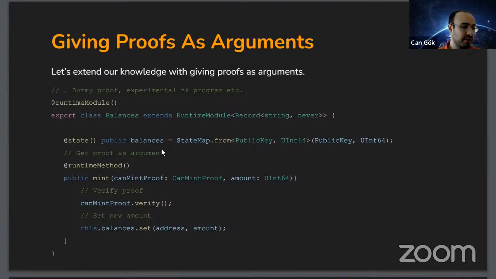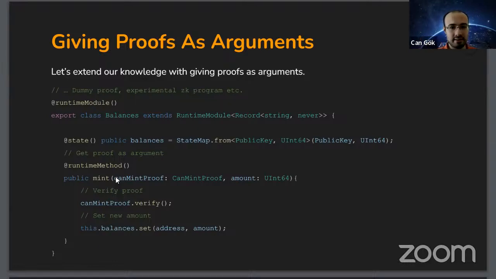Can-mint proof can be given as an argument while we're giving some amount. Mint is a very, very classical method. You will see it on many blockchains. Basically, you can mint if you are whitelisted. For example, you can use this when you're saying that I am eligible to claim some tokens or claim some NFTs. I am described as a whitelisted person.